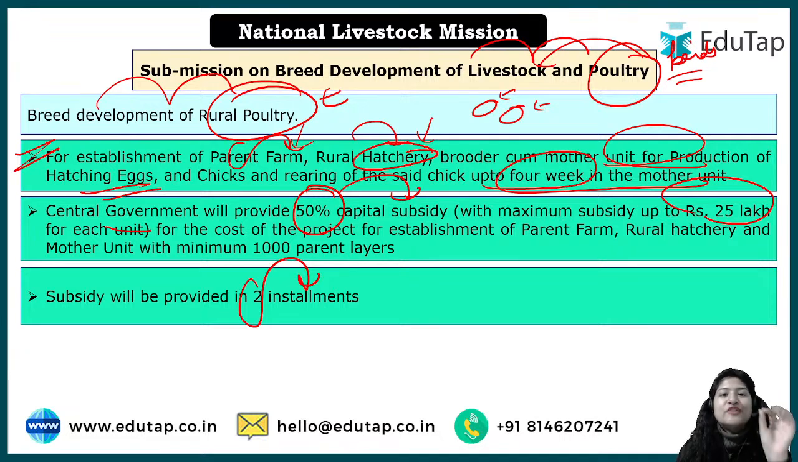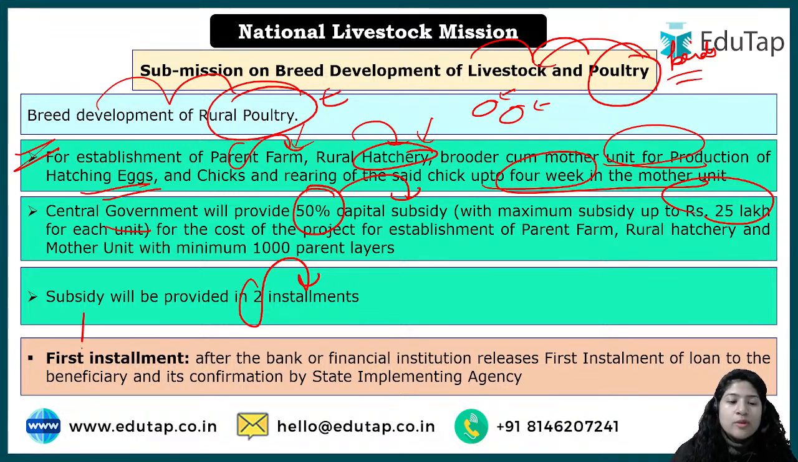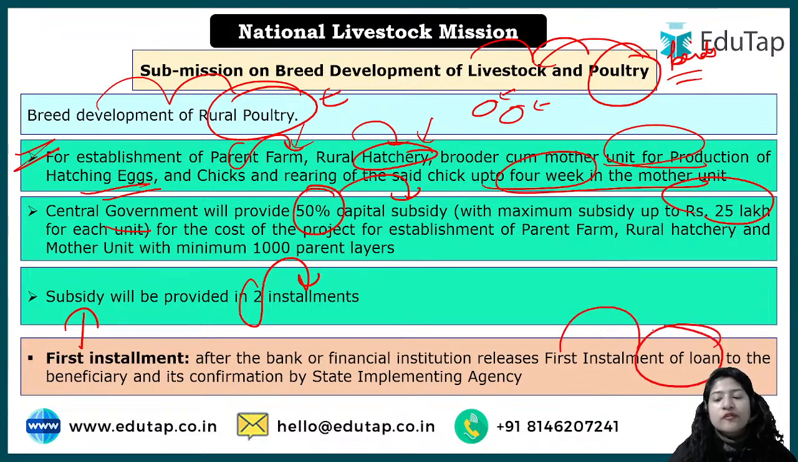The first case is where 50% subsidy government is giving and for the rest 50% the entrepreneur is going to the bank to take a loan. In that scenario, where the entrepreneur is taking the rest 50% from the bank, the first installment of this subsidy by the government will be given to the beneficiary's account once the first installment of loan is provided by the bank. Look, the bank will also give loans in installments. So the person will get the first subsidy only when the first loan is being sanctioned to the beneficiary and confirmation has come from the state implementing agency.